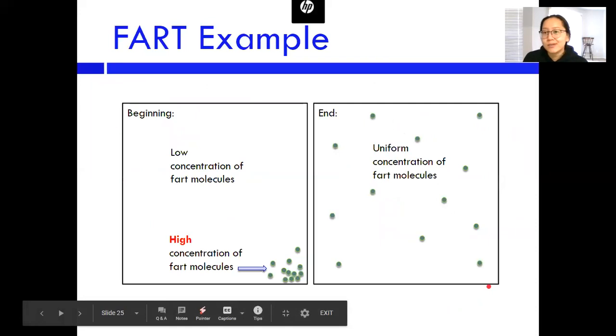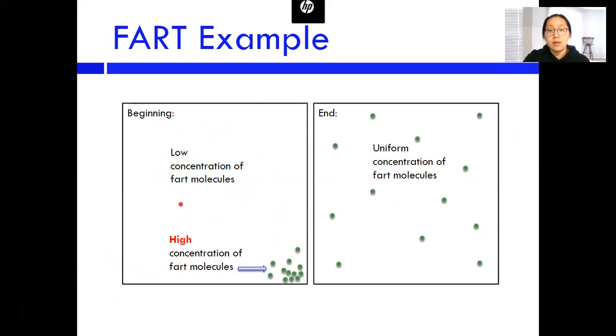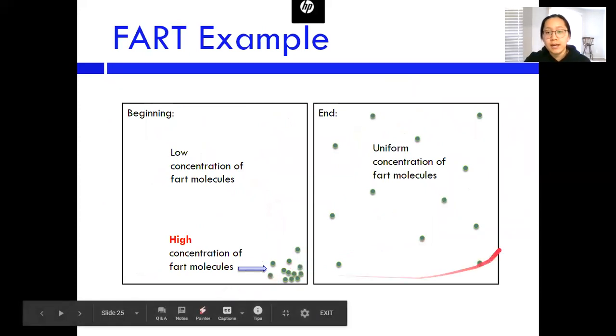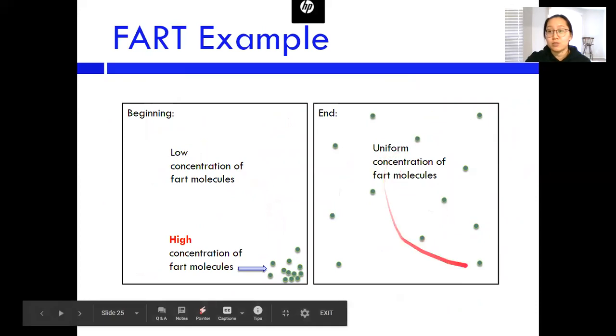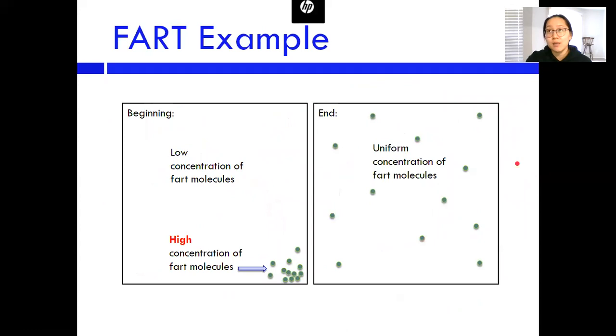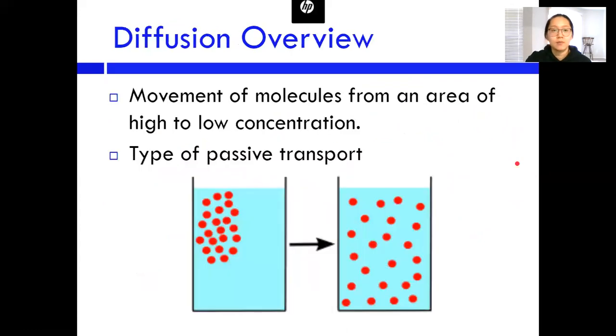The example that we can talk about is also like farts, right? It's like the ink one. In the beginning, if somebody farts in the back of the classroom, I mean, it's concentrated back there, but the rest of the room has a low concentration of fart molecules. Through the process of diffusion, the fart molecules will slowly spread across the room. And we're going to end up with a uniform concentration of fart molecules across the whole room. So at that point, everybody smells it. Or if it's spread out enough and it's not that bad smelling, nobody will smell it.